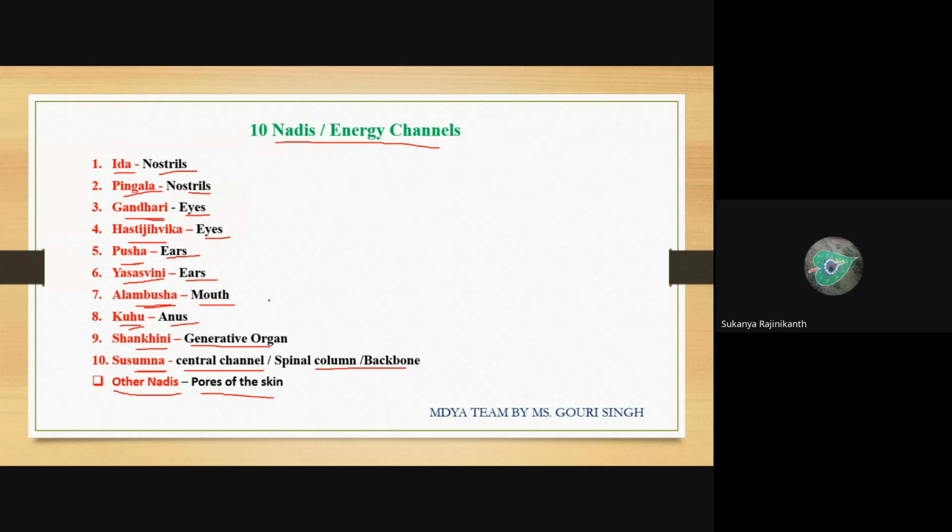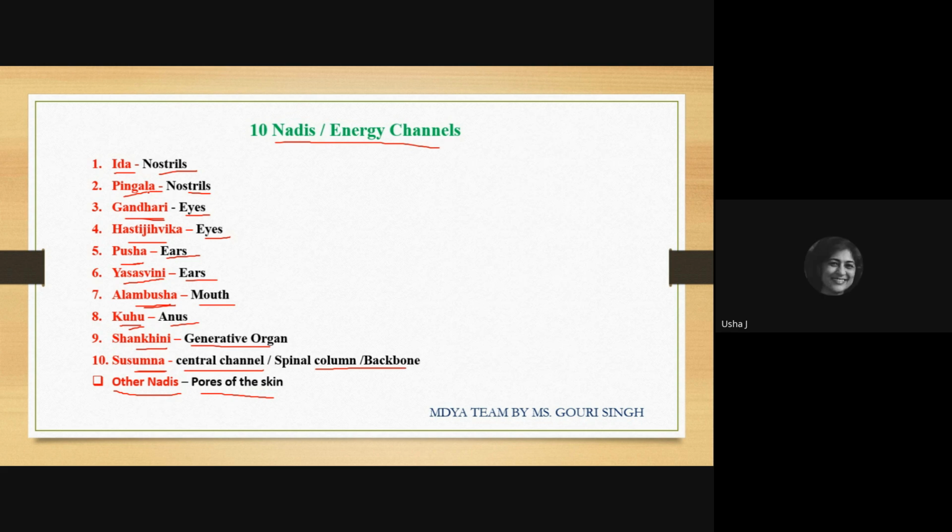There are 10 nadis, and nadis are energy channels. Ida and Pingala for the nostrils, Gandhari and Hastijivika for the eyes, Pusha and Yashaswini for the ears, Alambusha for the mouth, Kuhu for the anus, Shankhini for the generative organ, and Sushumna, the central channel or spinal column backbone. Other nadis are the pores of the skin. Very good.